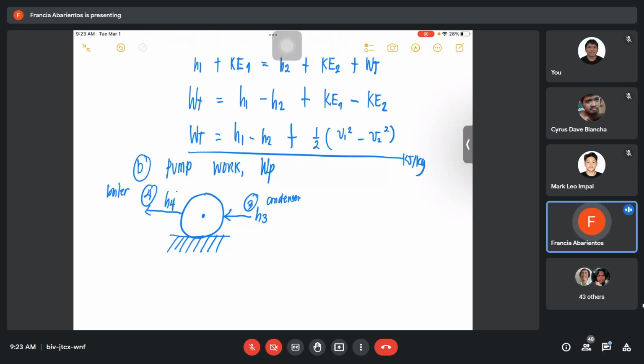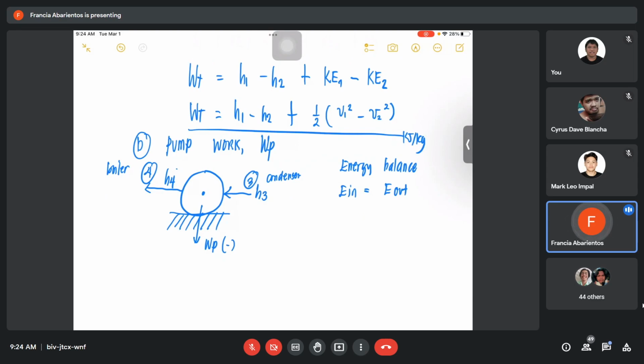Ano class nangyayari? Negative ang pump. Negative yung pump natin. So, work ng pump, negative. So, the energy balance, the entering energy is just equal to the leaving energy. Okay. Ano po yun, ma'am? Bakit, ma'am? May tinatawag tayo, class, na exact pump work. Ito, class, yung exact pump work. Okay. May exact pump work tayo.